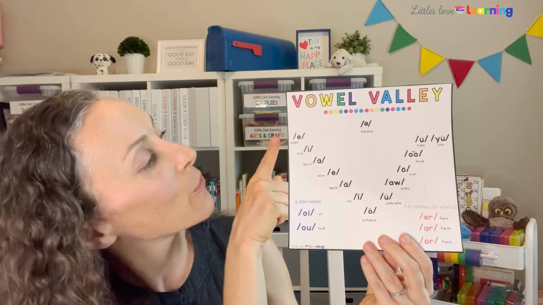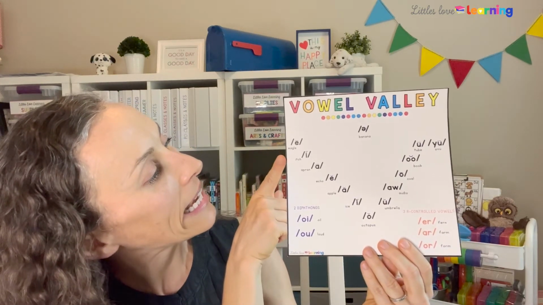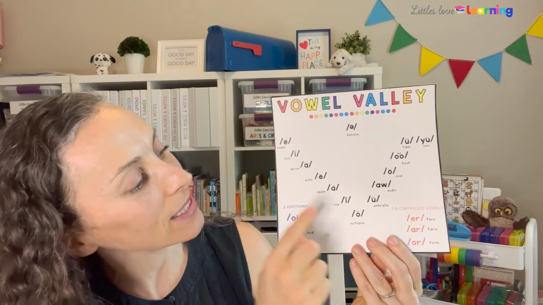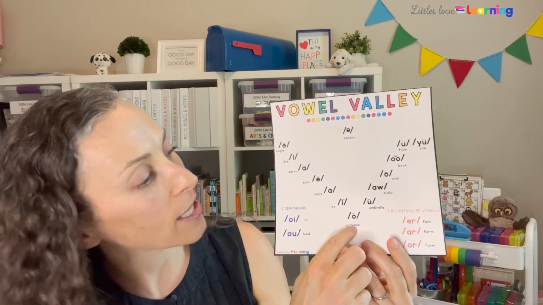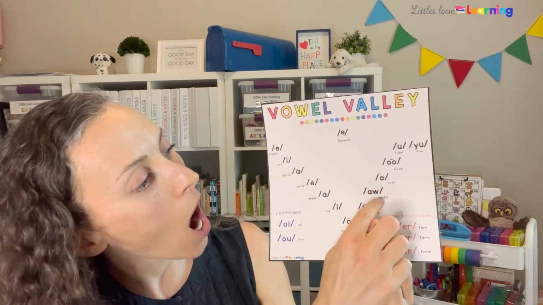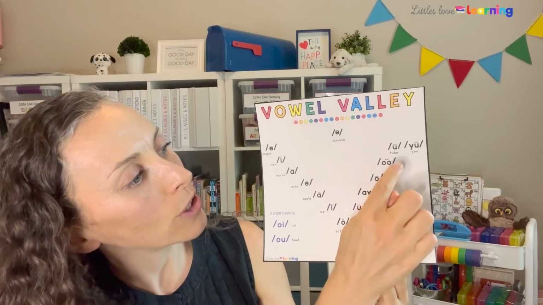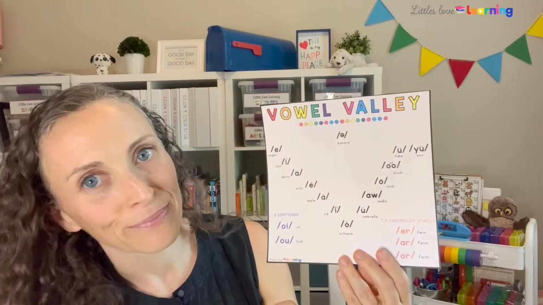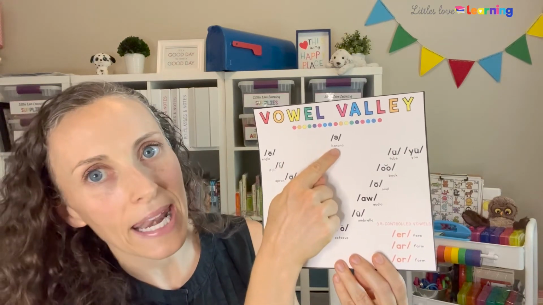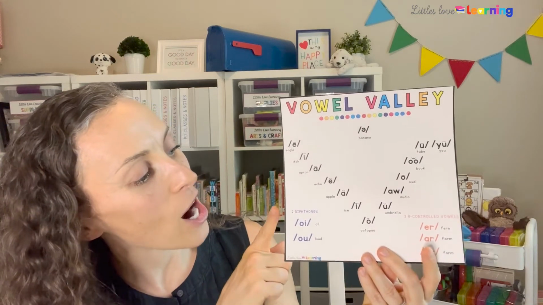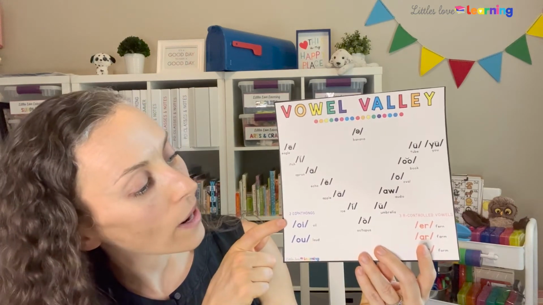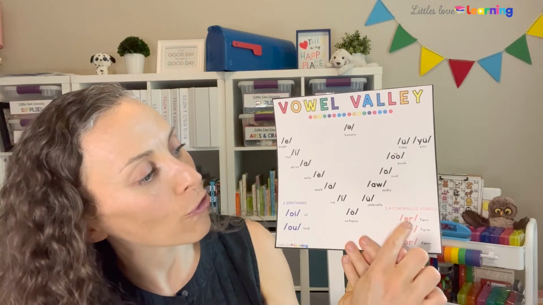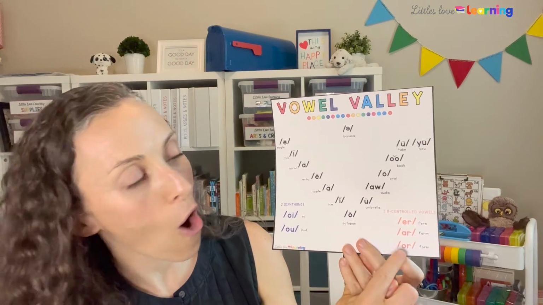Starting up here, we have eagle, itch, apron, echo, apple, ice, octopus, umbrella, audio, oval, book, tube, U. Then up here we have our schwa, like banana. And then we have our diphthongs, so we have oil and loud. And we have our R-controlled vowels: fern, farm, form.